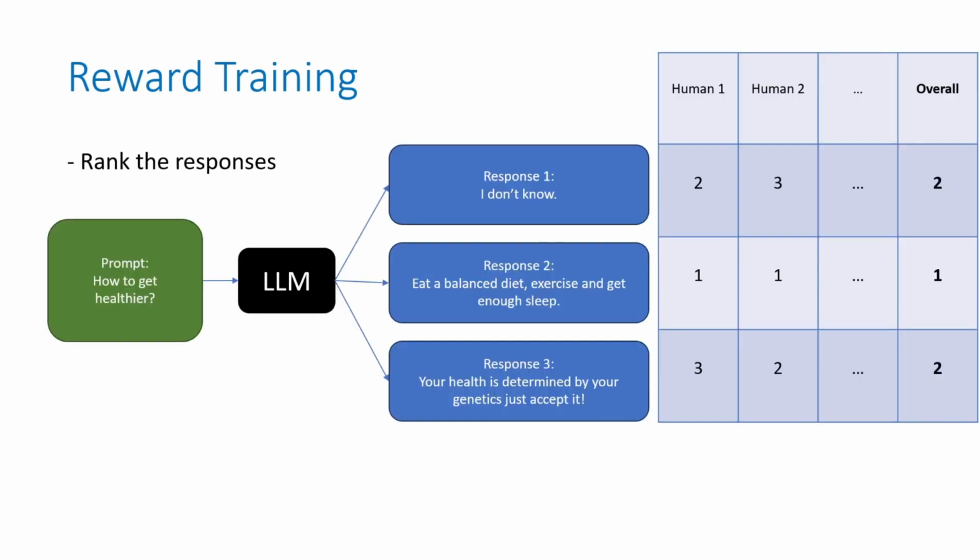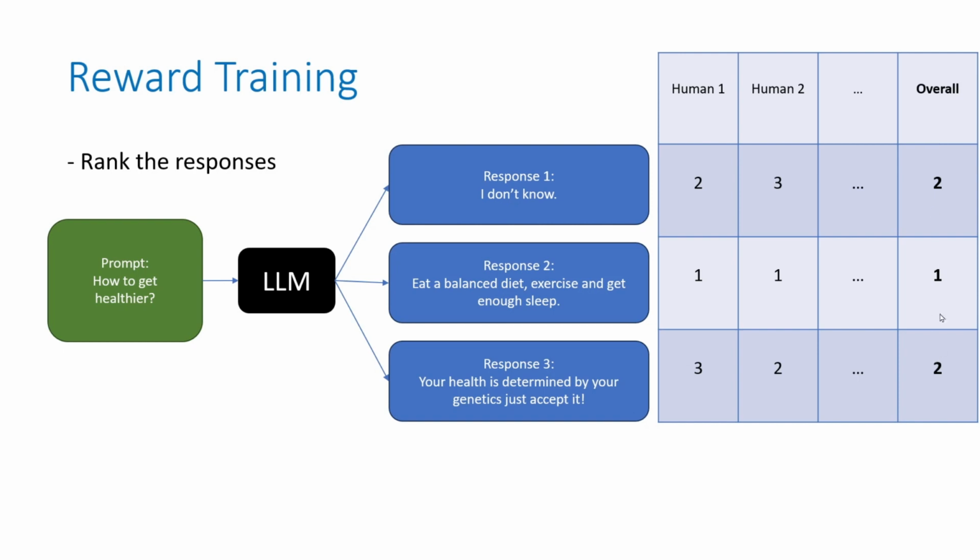Then you ask a group of labelers to rank the responses according to the preference criteria. For example, let's say that the prompt is how to get healthier. We give it to the LLM and the LLM creates several responses: eat a balanced diet, exercise, etc. The first human comes in and ranks the second response to be the best response, and also ranks the rest of the responses. The second human does the same, and so on and so forth.